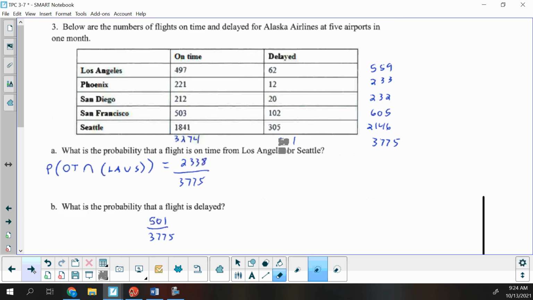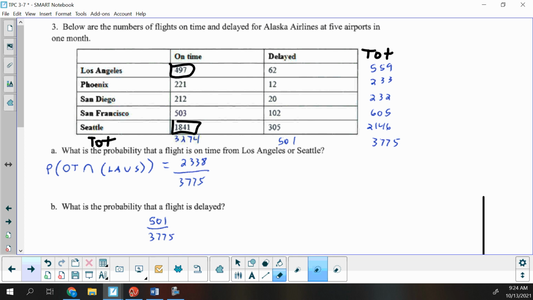For 3, we had to find the totals again for each row and column. So we want, this is an implied and. The things we want is to be on time, and it has to be from LA or Seattle. So the boxes that are on time and being LA or Seattle would be these ones there. If you add them up, you get the 2338. And ands, ors, and individual probabilities are always out of the overall total. So that's why it's out of the 3775.